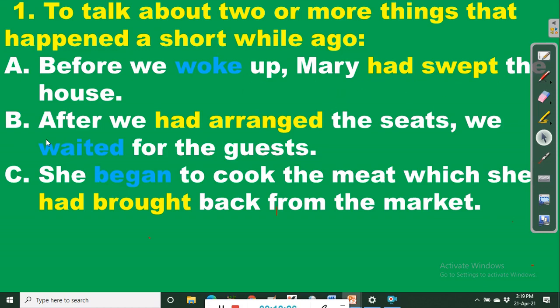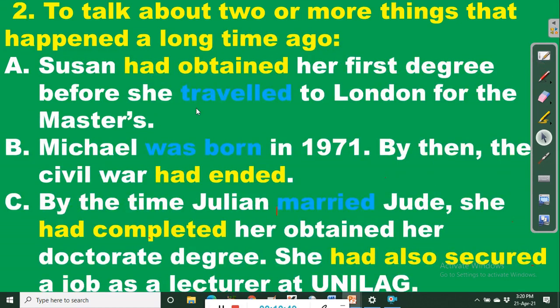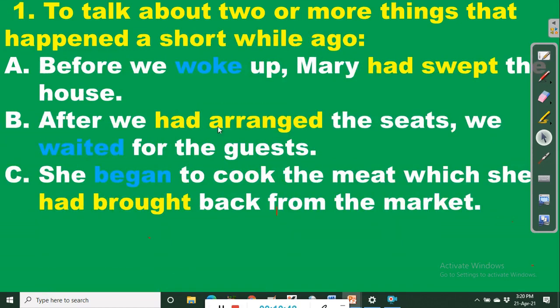Now, the example B, after we had arranged the seats, we waited for the guests. Two things here. We waited for the guests and we arranged the seats. But because arranging the seats actually came first, we used the past perfect tense to talk about it. After we had arranged the seats, we waited for the guests. The arranging of the seats happened just a little while ago. Then we waited for the guests.